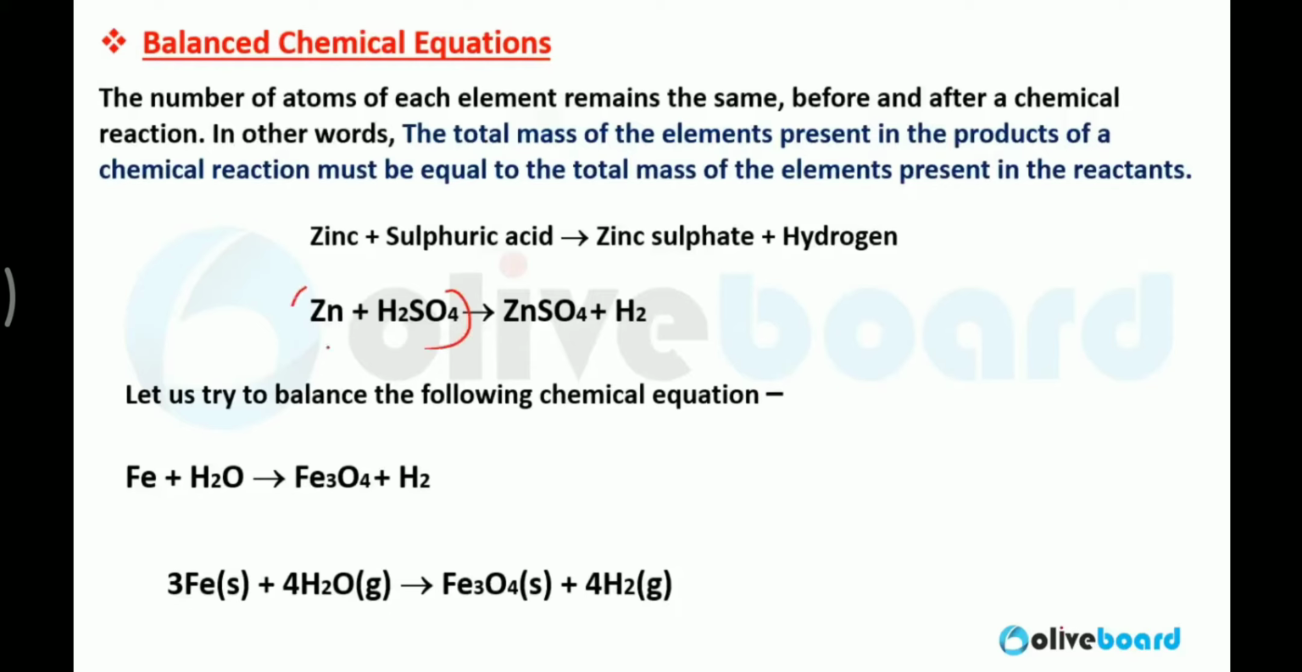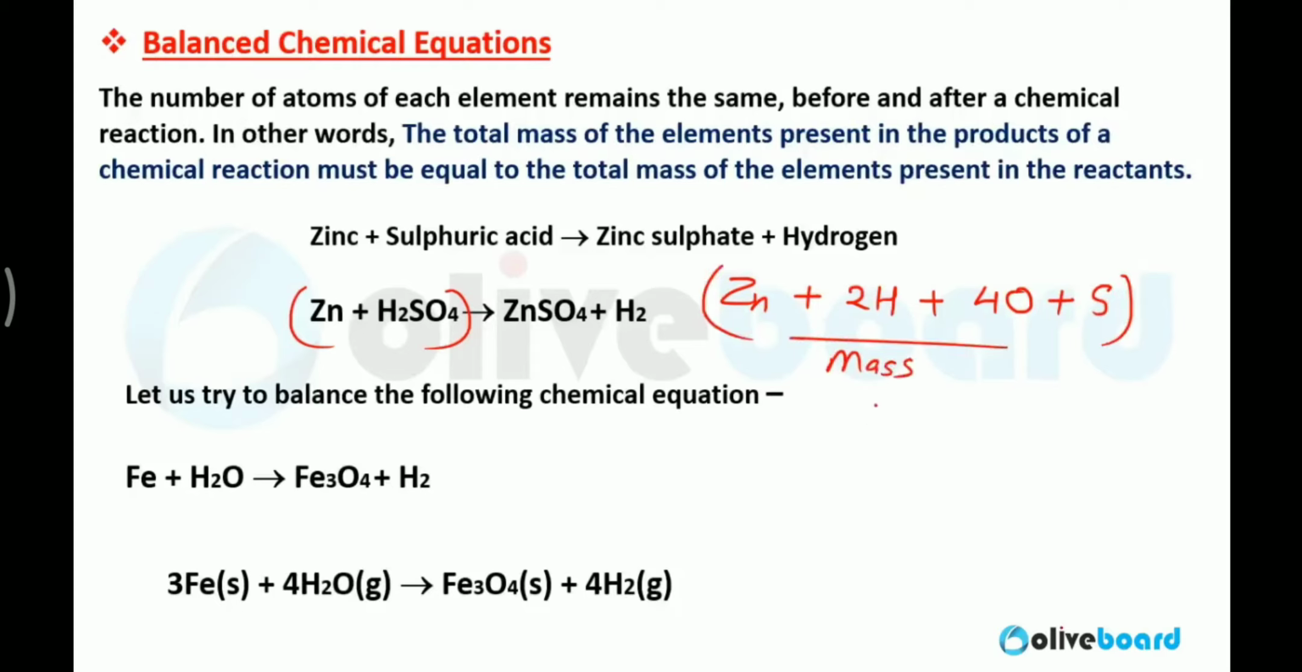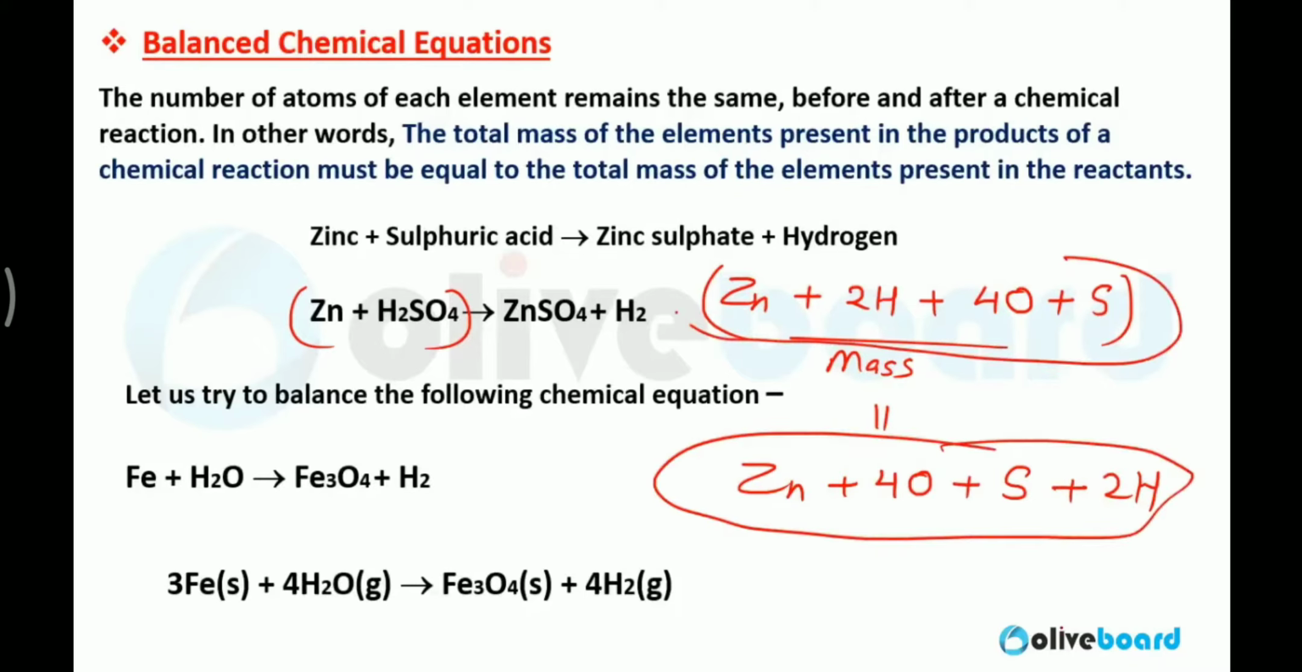Let's say here you can see zinc and sulfuric acid is there. So what is the total mass? Mass of zinc plus mass of 2 hydrogen plus mass of 4 oxygen plus mass of 1 sulfur. This total mass should be equal to the mass of 1 zinc plus mass of 4 oxygen plus mass of 1 sulfur plus mass of 2 hydrogen. So here you can see the mass is similar: 1 zinc and 1 zinc, 2 hydrogen, 4 oxygen, and 1 sulfur and 1 sulfur. So the mass is the same in where?